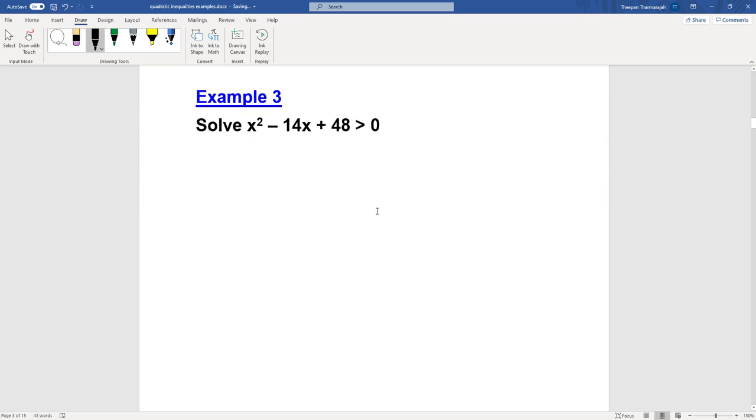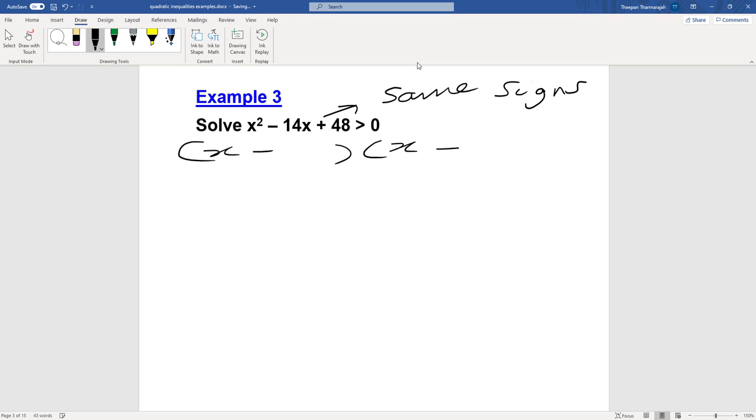Here's one more question for you to try on these type of questions. Pause the video. When you're done, I will go to my work solution. Okay, welcome back. So plus at the end means the same signs. So we're going to have an x minus here, an x minus here. 8 times 6 is 48. So it's minus 8 minus 6 definitely makes minus 14.